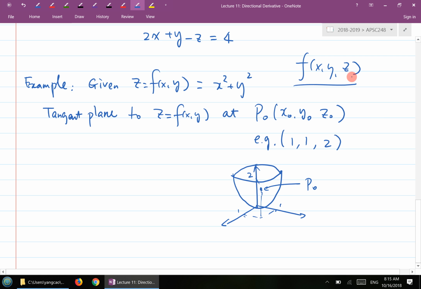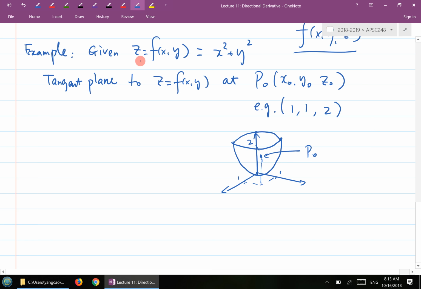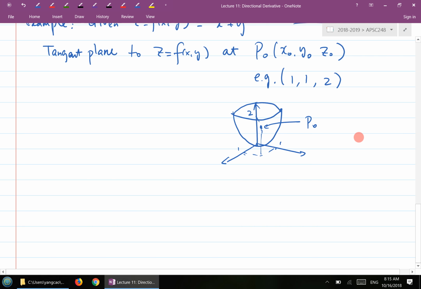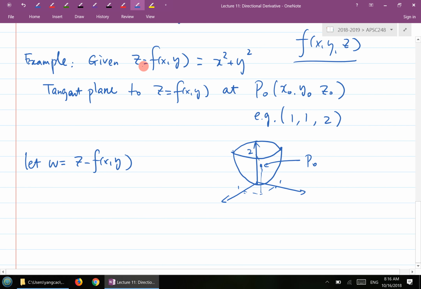Essentially, you sometimes have to transform the information from one form to another. When we say we have a surface z equals f of x, y, you could consider it from a slightly different perspective. For example, here is what I can do. Let's say w equals z minus f of x, y. So I'm redefining a new function w, which is z minus f of x, y.